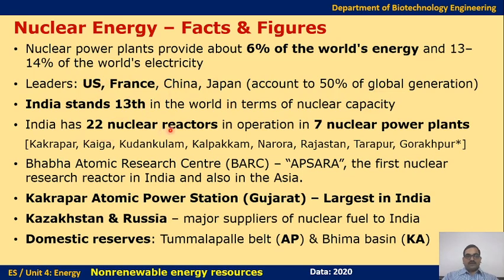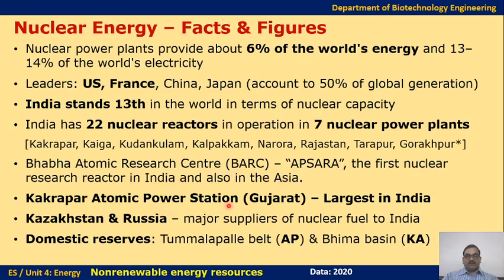India has 22 nuclear reactors, of which 7 nuclear power plants are already commissioned and operating, and in Gorakhpur one is being constructed. So we have Kakrapar, Kaiga, Kudankulam, Kalpakkam, Narora, Rajasthan, and Tarapur as operating nuclear power plants. Bhabha Atomic Research Center, BARC, commissioned Apsara, the first nuclear research reactor in India, which also happens to be the first in Asia.